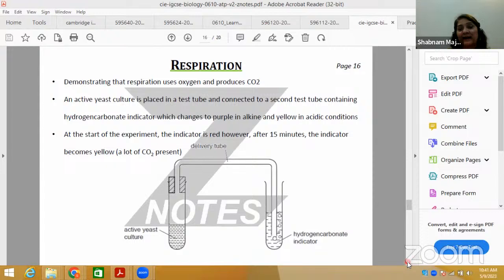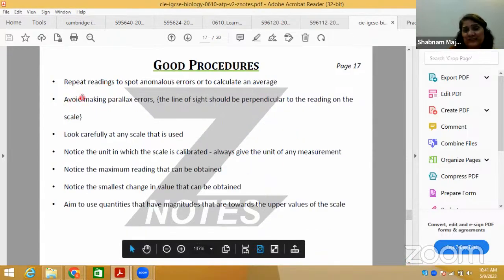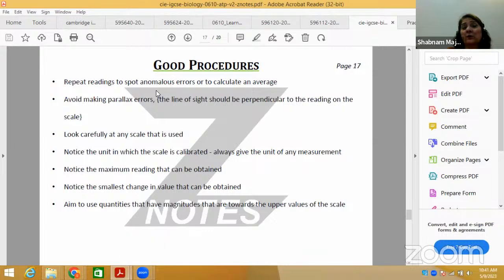The apparatus that he has given you. Good procedures may repeat readings to spot anomalies. Already told you what is an anomalous result. A table will be given, in which one box will be empty, and he will say that among these given values is an anomalous value. He will ask you to circle it. And if a mean has not been calculated, he will ask you to calculate the mean of the blank box they leave. So you circle the anomalous result and then calculate an average. If he gives an error, you put it in the average, and then draw it in the graph too.